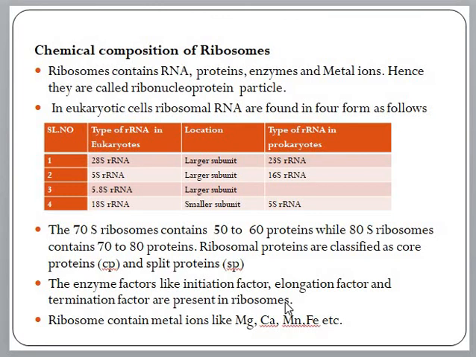Coming to the chemical composition of ribosomes, ribosomes contain RNA, proteins, enzymes, and metal ions, and hence they are called ribonucleoprotein particles.